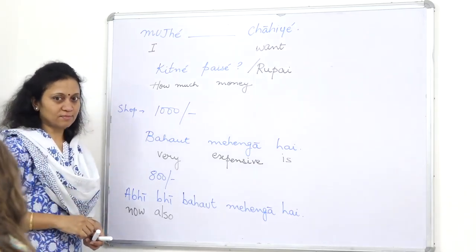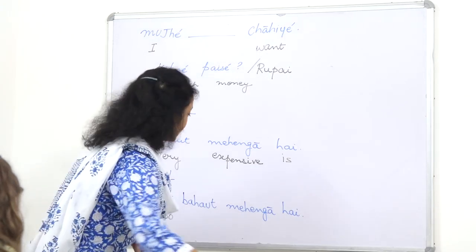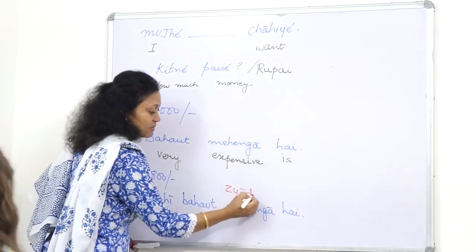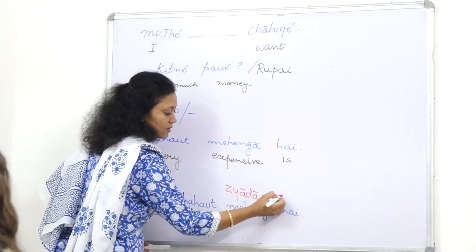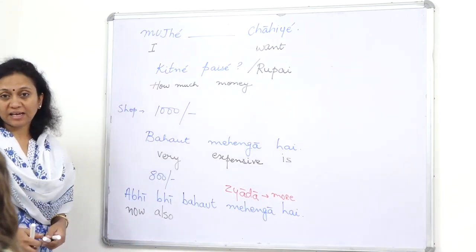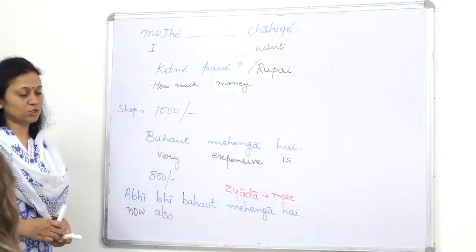There's another way to say it: abhi bhi zyada hai. Zyada means more. Even now it is too much. So abhi bhi zyada hai. Abhi bhi बहुत zyada hai. It is too much.